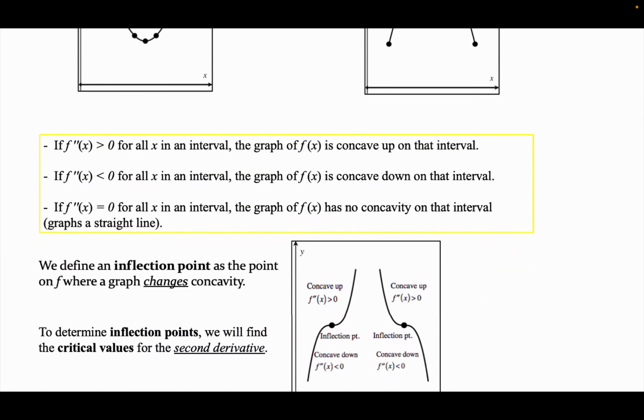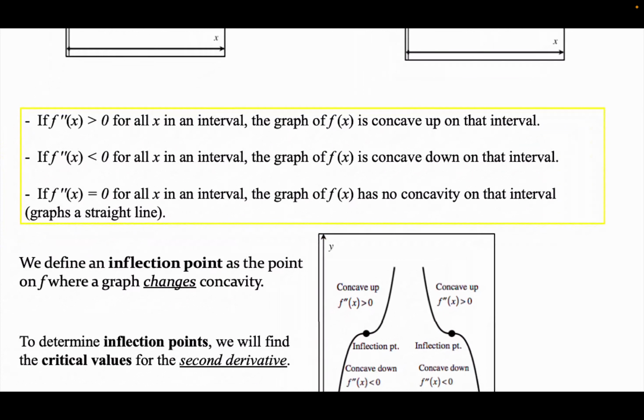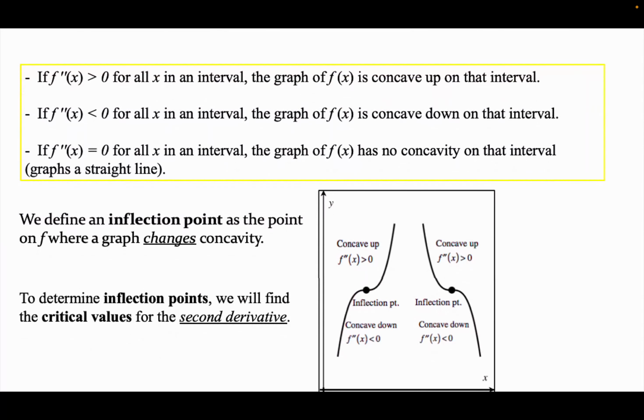So we're going to use what's called the second derivative test. If the second derivative is positive, it's going to hold water. It's concave up. If the second derivative is negative, it spills water, concave down. If the second derivative is 0, it's neither concave up nor concave down. It's what we call an inflection point. So you can see two inflection points. These two dots are called inflection points, right?